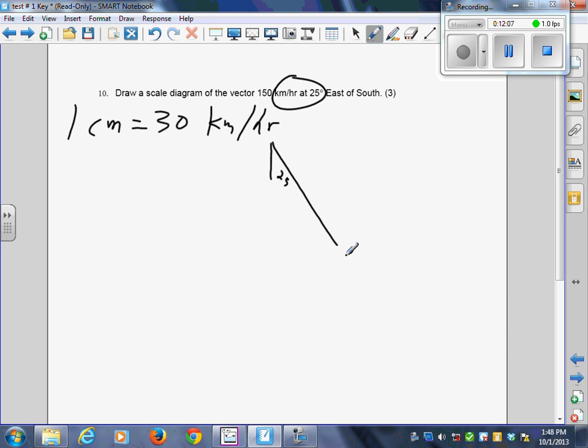Okay, so in this case here, because it's 30 kilometers per hour, this would have to be how many centimeters? 5 centimeters, and there must be an arrowhead on the end. Details matter. Do it right. Good?